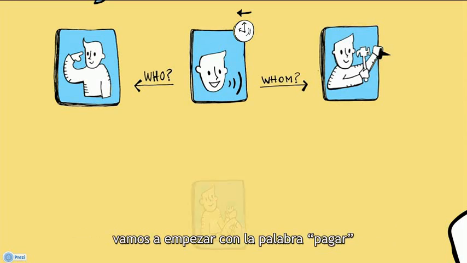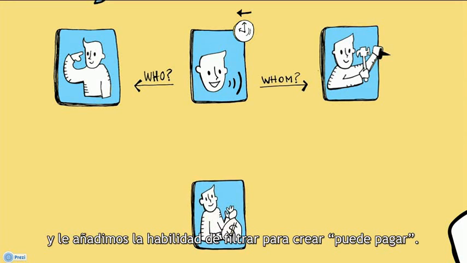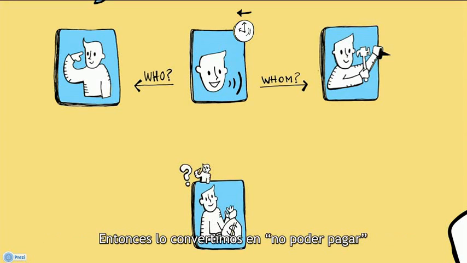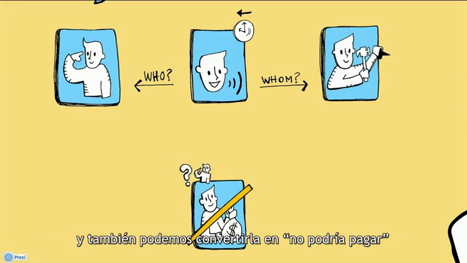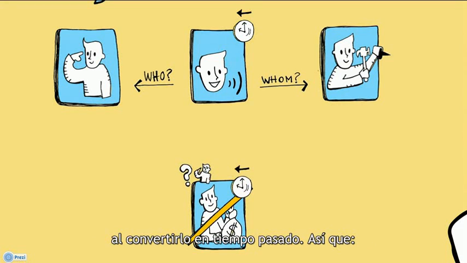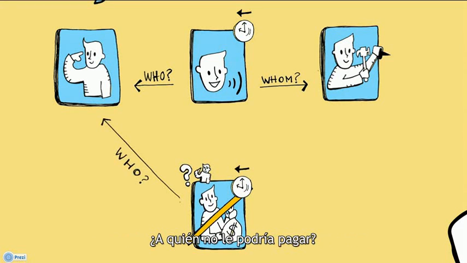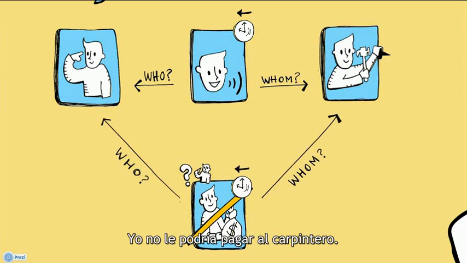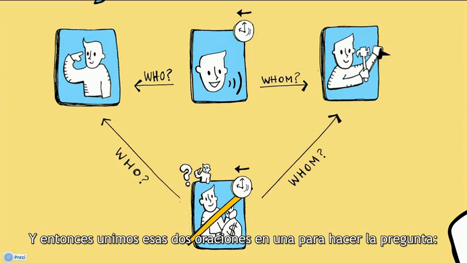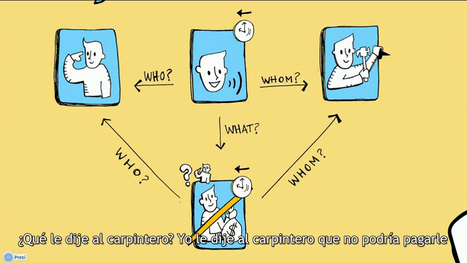Now we start with a different part of the sentence. We start with the word pay. And we add the ability filter to it to make it can pay. And we make it can't pay. And we can make it couldn't pay by making it the past tense. So who couldn't pay? I couldn't pay. Couldn't pay whom? I couldn't pay the carpenter. And then you join these two together by asking this question. What did I tell the carpenter? I told the carpenter I could not pay him.